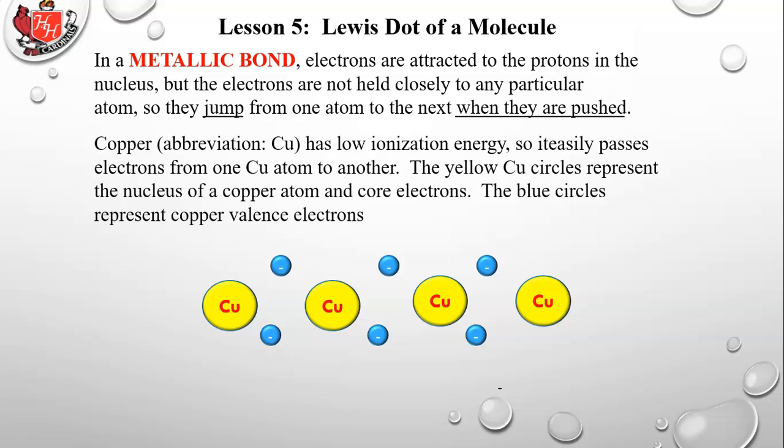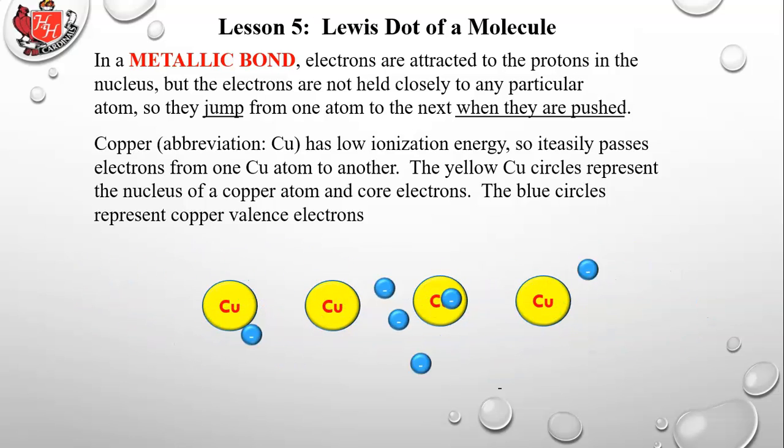Copper, abbreviation Cu, has low ionization energy, so it easily passes electrons from one copper atom to another. The yellow Cu circles represent the nucleus of the copper and all the core electrons. And copper has 4 orbitals, so these electrons are coming from the valence orbital, the 4th orbital. It has 3 orbitals inside of it. So that's what the Cu in yellow represents: the nucleus and those 3 core orbitals inside the valence orbital.